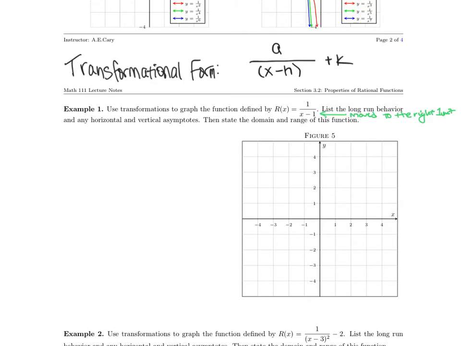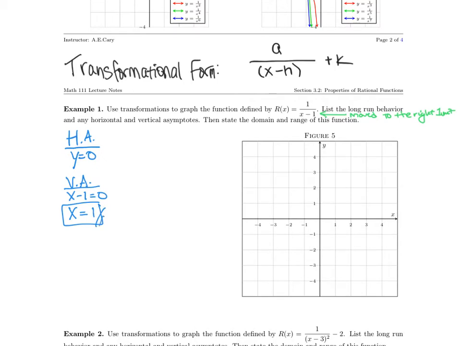So for our horizontal asymptote, nothing has changed from the first one. We don't have any k value. We don't have any of that shift. So our horizontal asymptote is still going to be y is equal to 0. But for our vertical asymptote, remember that comes from the denominator or the bottom of our fraction. So we're going to take that x minus 1, set that equal to 0, and solve. So we're going to have an asymptote at x is equal to 1. So that's going to be our vertical asymptote.